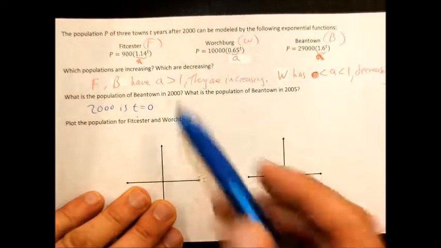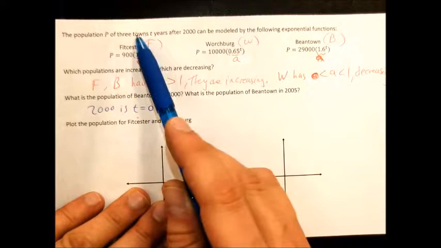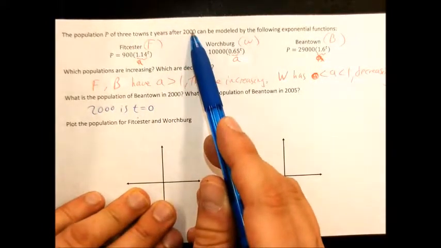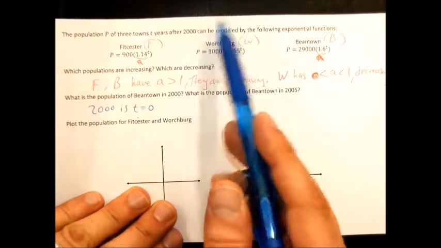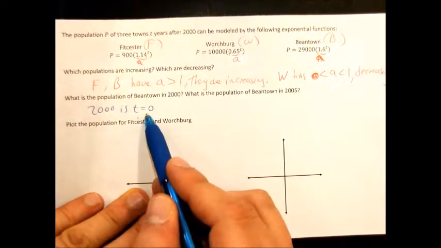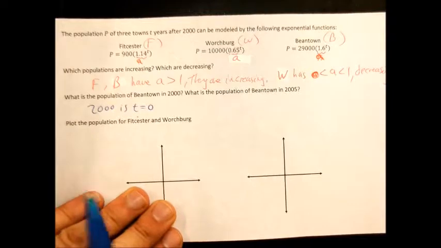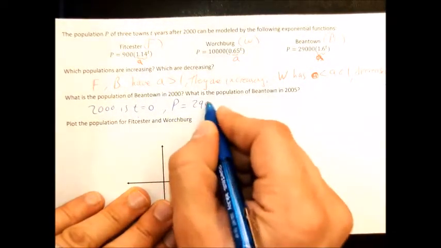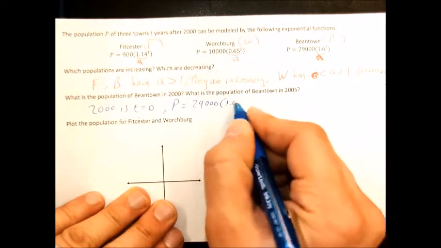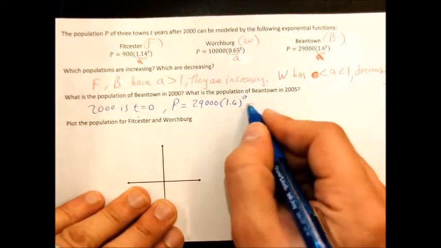I used to get confused by that statement. I don't know if anyone else is, but T years after 2000. So if we're in 2000, we're 0 years after 2000, right? So we plug in T equals 0 if we want to know what the population in Beantown was. And so that would be P equals 29,000 times 1.6 to the 0, which is just 29,000.